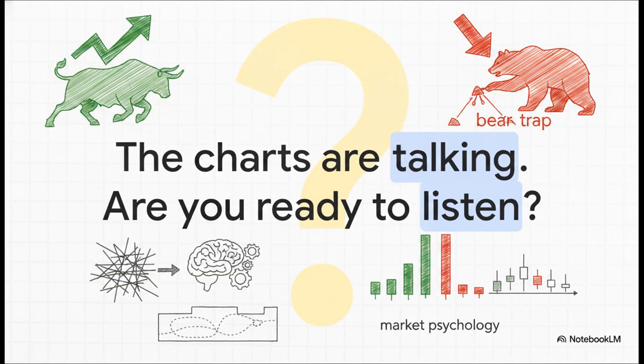So, there you have it. We've taken what looks like a chaotic mess of data and turned it into a clear, readable language of market psychology. You now know exactly how to spot when the bulls are rallying, when the bears are setting traps, and when the market is just paralyzed by indecision. The battlefield is laid out right in front of you. The charts are talking. The only question left is, are you ready to listen?